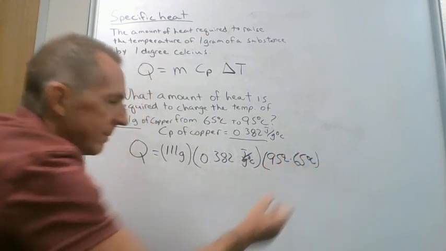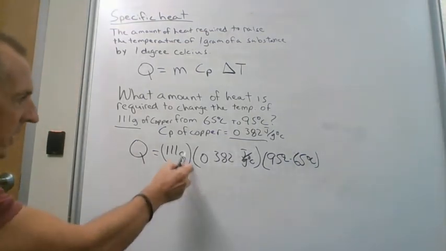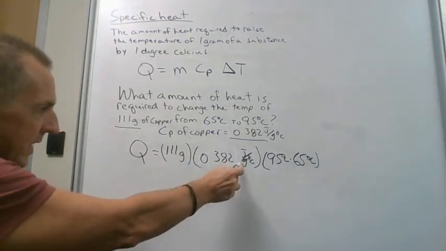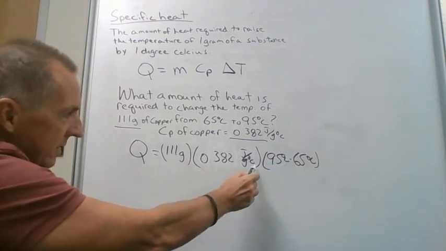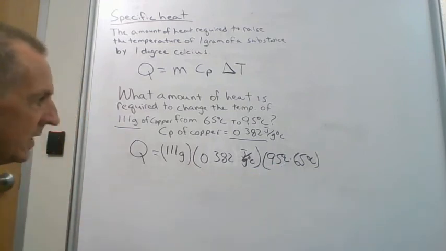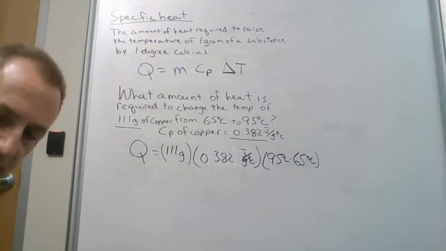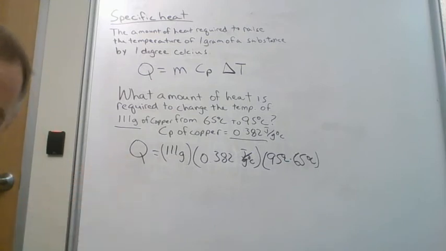Right. And so if we look across, our units of grams are going to cancel. We have grams on top, grams on the bottom. We have Celsius on top, Celsius on the bottom. Those are going to cancel. And it's going to leave us with units of joules, which are the correct units for heat.